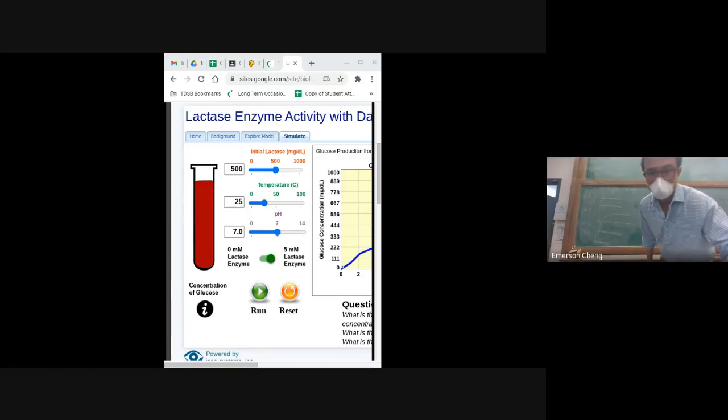Between 5.5 and 7, that's the best. A lot of people seem to get 7. So we'll just say 7 is the optimal pH for this particular one. Oh wait, green on green is horrible. So any pH that's higher or lower, you will see that the glucose production will be low.